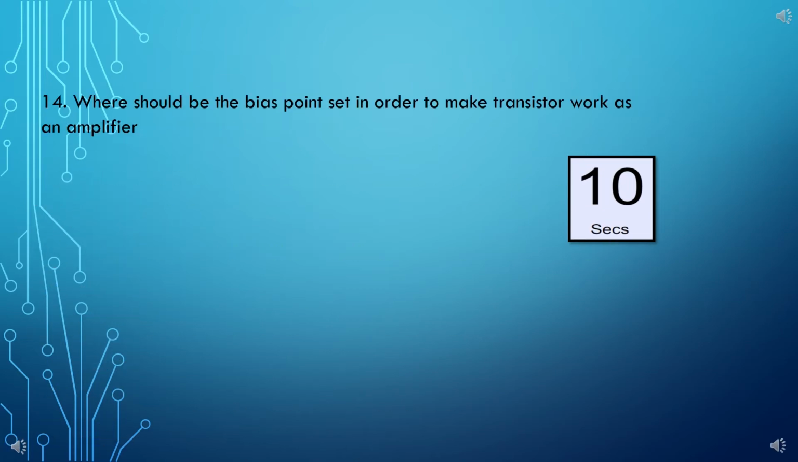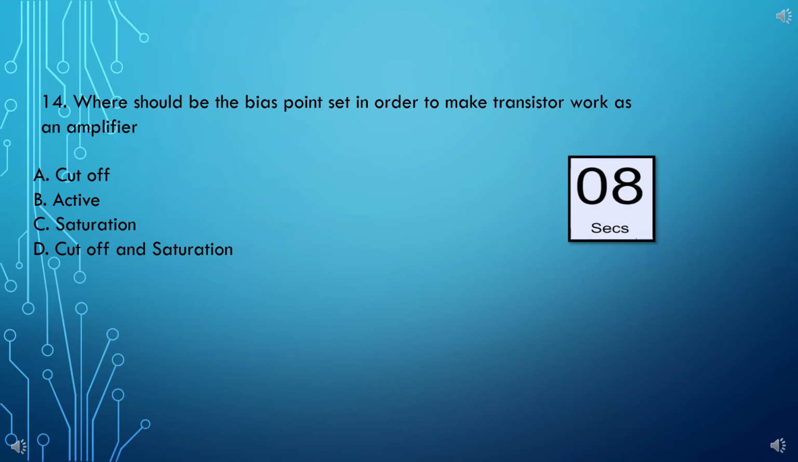Where should the bias point be set in order to make the transistor work as an amplifier? Option A. Cutoff, B. Active, C. Saturation, D. Cutoff and saturation. Answer: active.